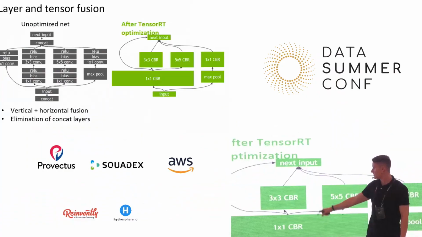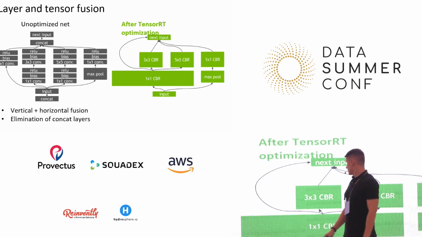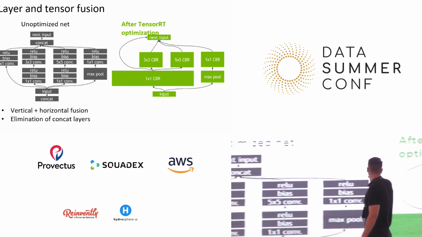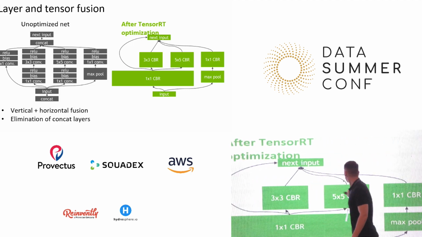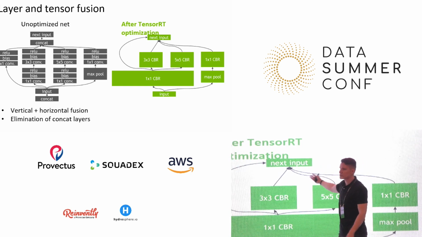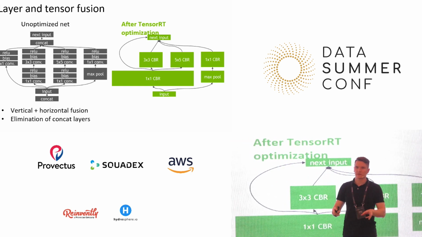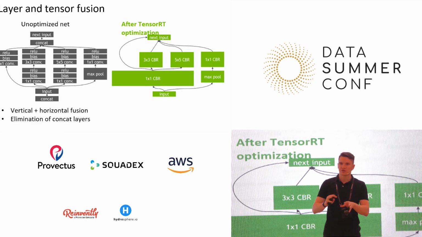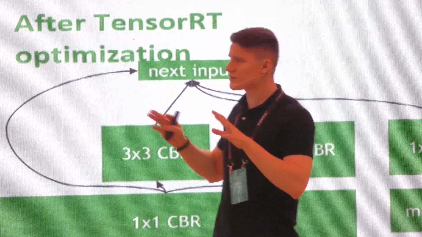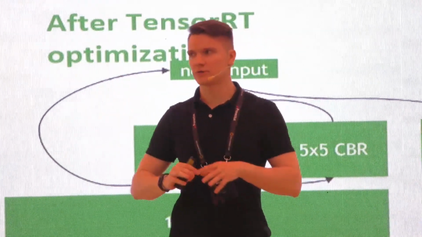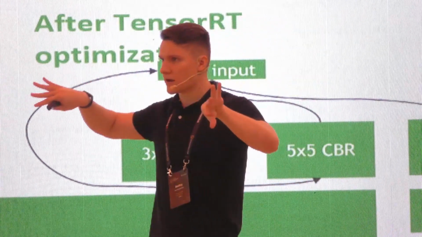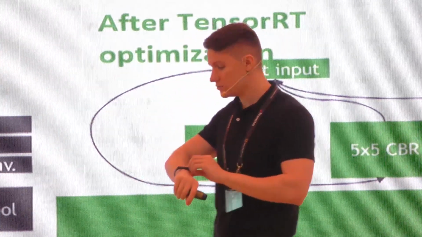And another thing is elimination of concatenation layers. So why should we have this layer separately, where we have just these layers writing in the memory location just for the next layer? So just skip the unnecessary layer which doesn't do any calculation. It's just a memory manipulation. So we can optimize that too. And also TensorRT will eliminate some other layers which are not used in your inference. So it will trace the path of your flow and cut out all the layers which are not used.